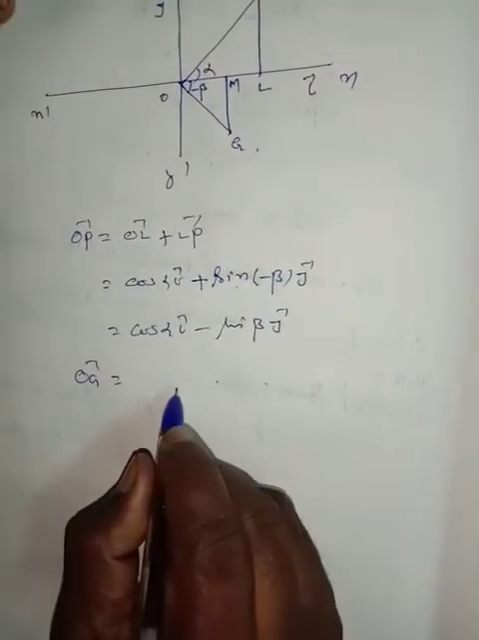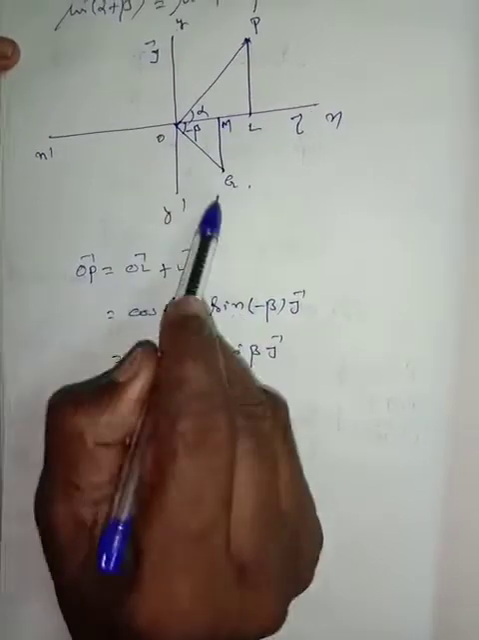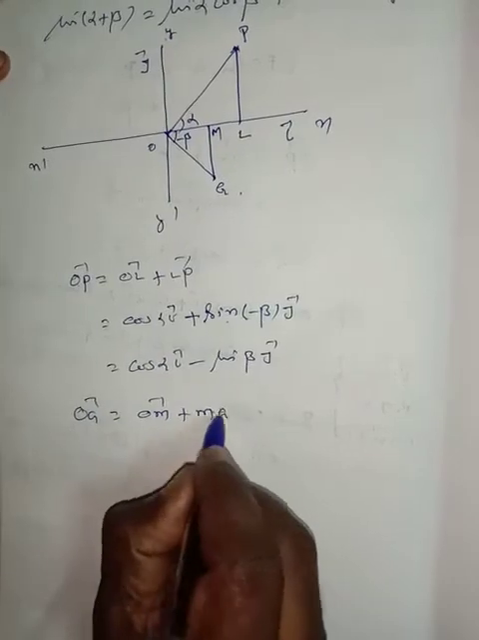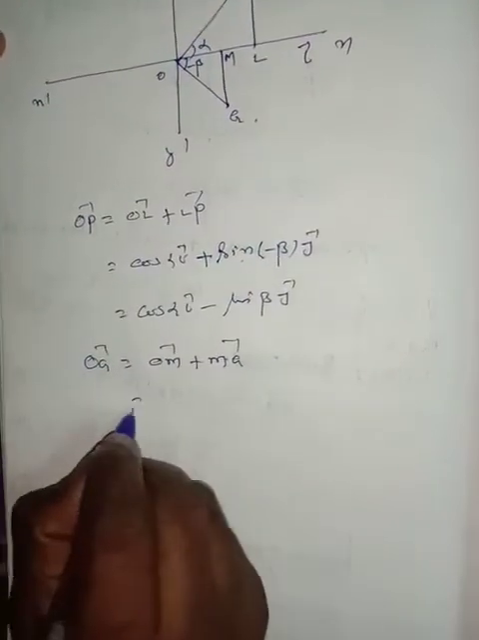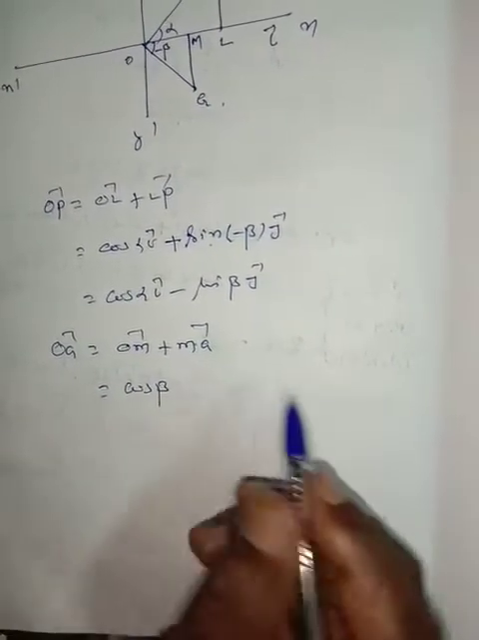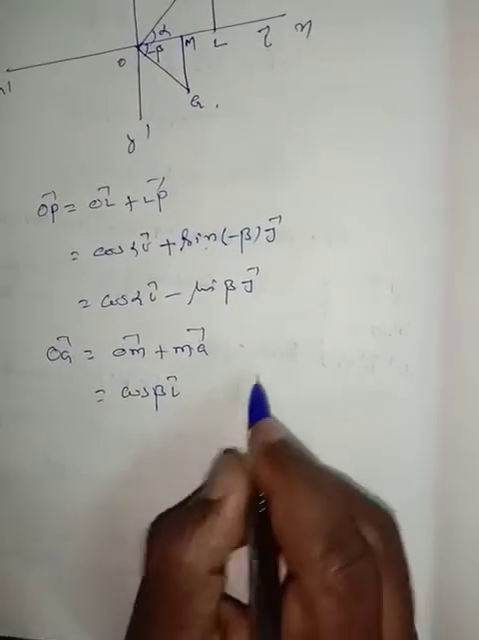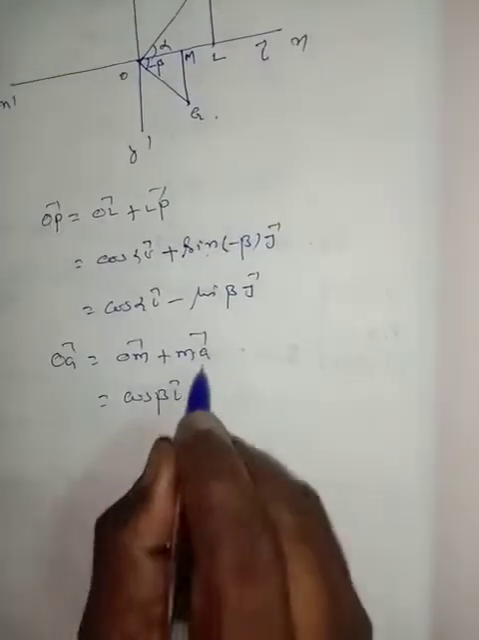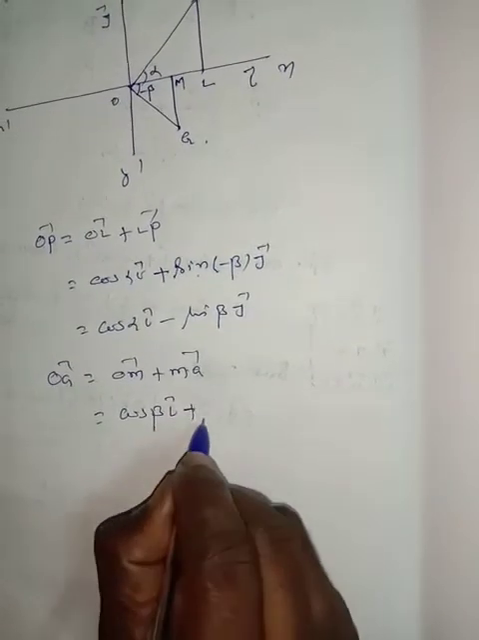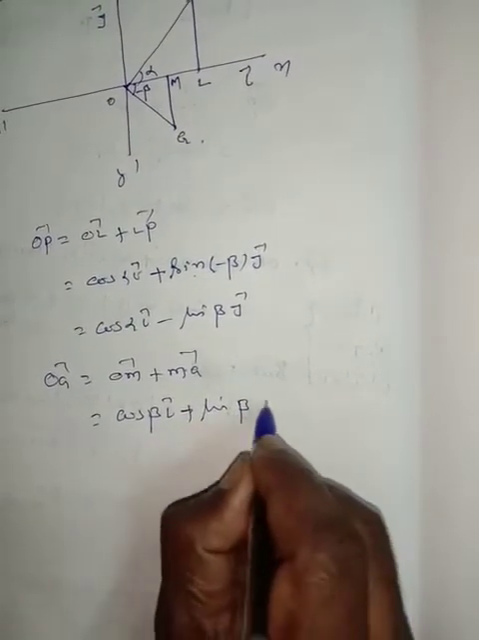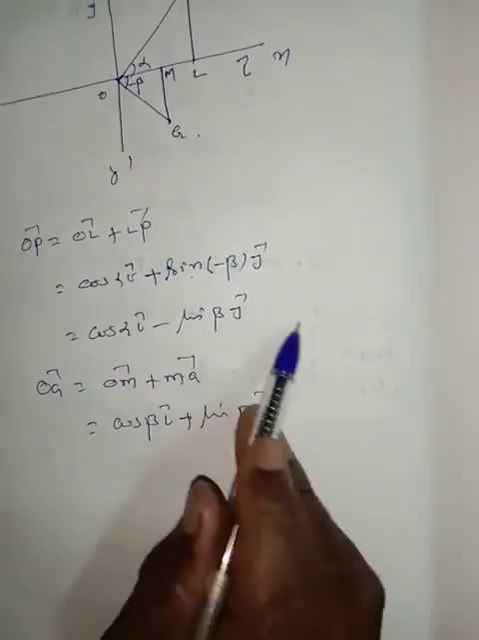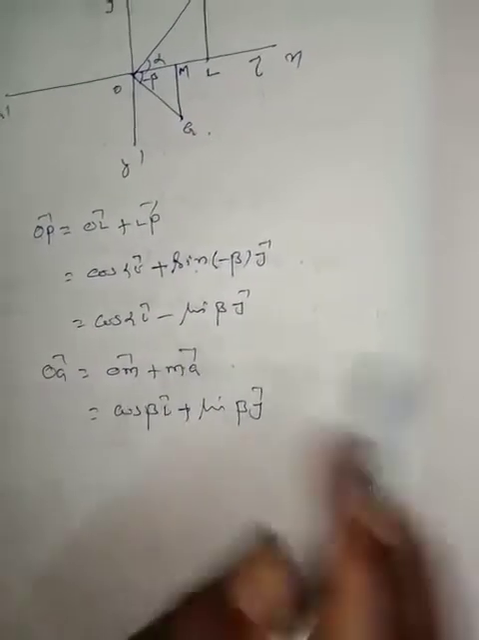OQ vector is the OM vector plus the MQ vector. OM vector is cos beta i vector. MQ vector is sin beta j vector. In this case, the k vector is 0 into something, therefore the answer is 0.